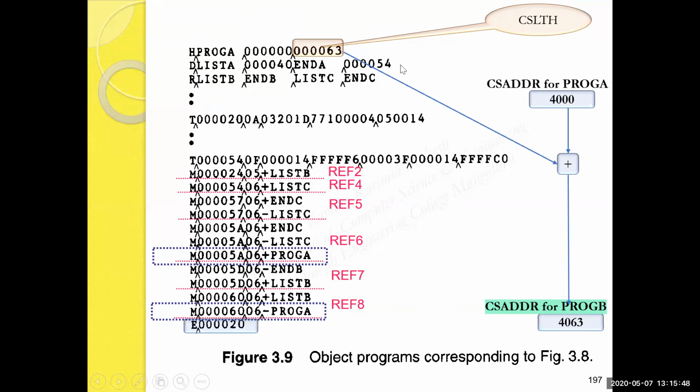input sequence by adding the current control section address with the control section length for the control section that is currently scanned. So we know that the control section address for program A is 4000 and the length is 63, which is available in the variable CS length. So by adding these two, we get the starting address for the next control section in the input sequence, which is program B. So CSADDR for program B is 4063.